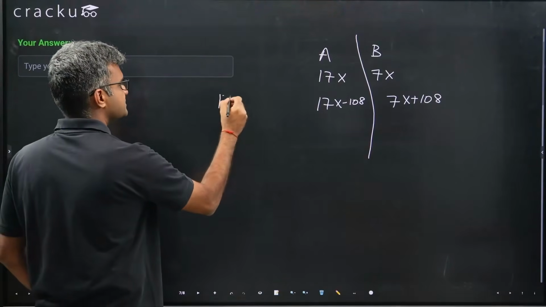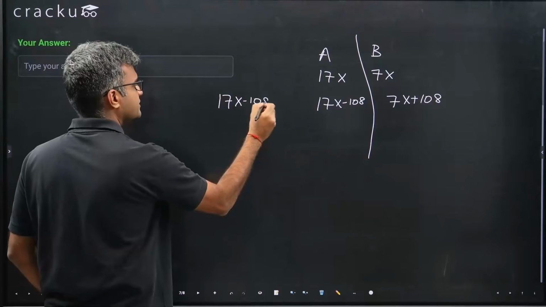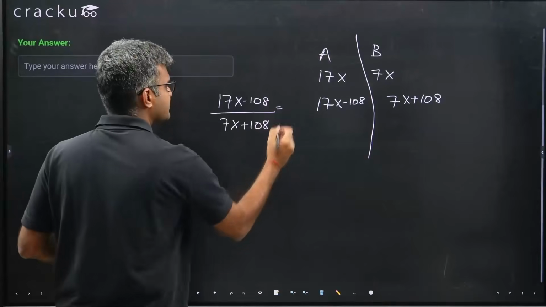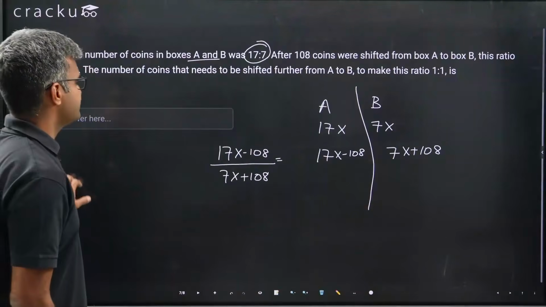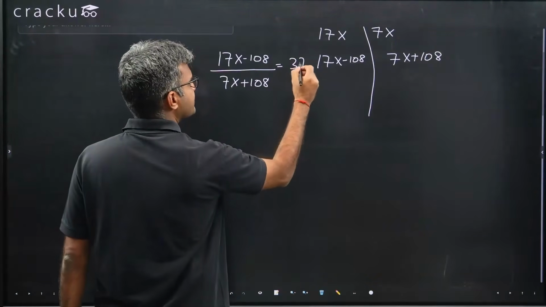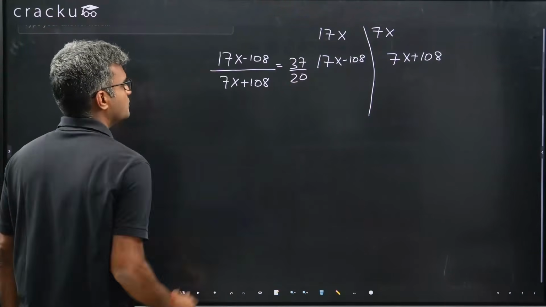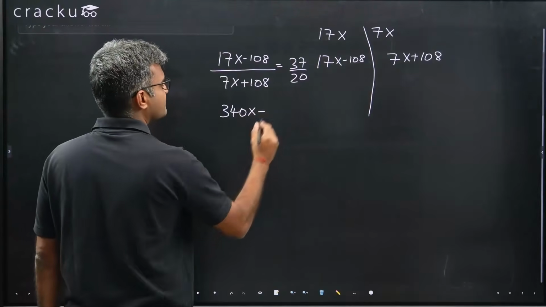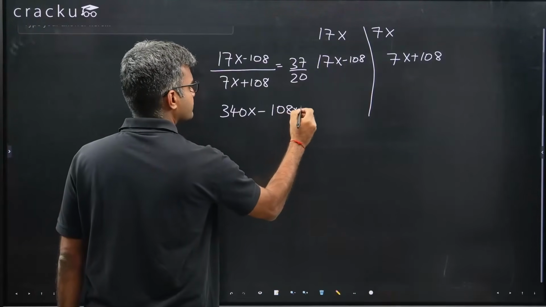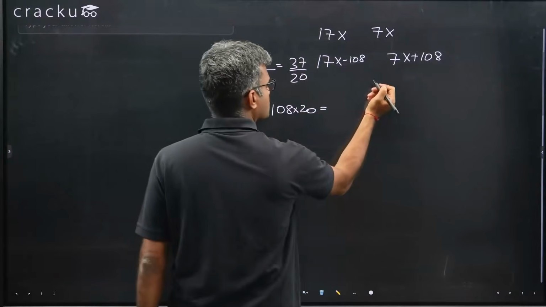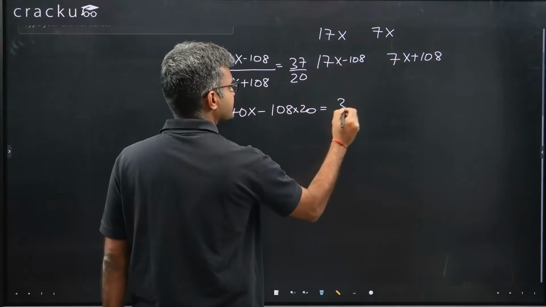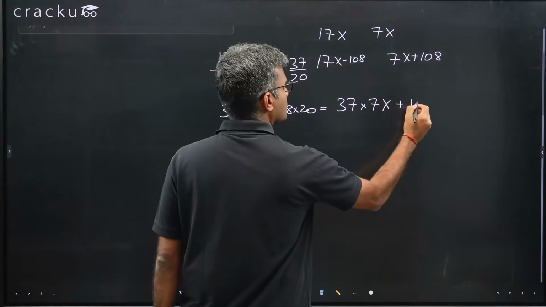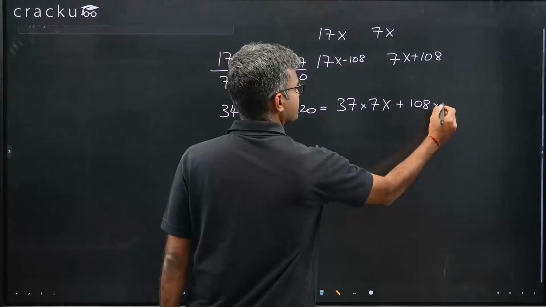This ratio is given to us: 17x minus 108 divided by 7x plus 108 is equal to 37:20. So using this equation, we can calculate the value of x, which is what we'll try to do now. So 20 into 17x, which is 340x, minus 108 into 20 is equal to 37 into 7x plus 108 into 37.